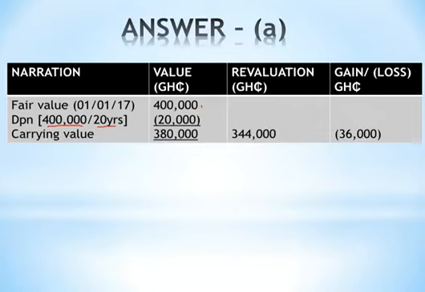We get 380,000. Now we have to compare the 380,000 with our revalued amount. And remember the formula for revaluation gain or loss. We have to pick the revalued amount, which is this one, then you less it with the current value. So here our revalued amount as at this date was 344,000. Then we'll compare with this one to check whether we are going to get a gain or loss. So when we do the comparison, we realize we had a loss for that period.